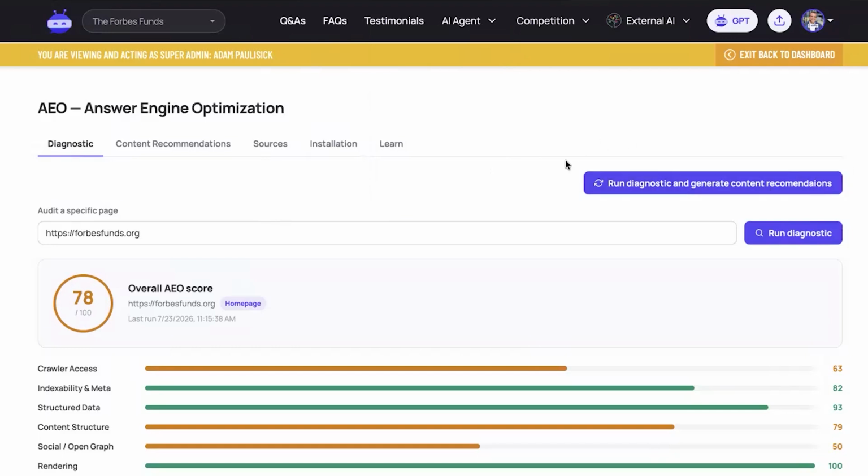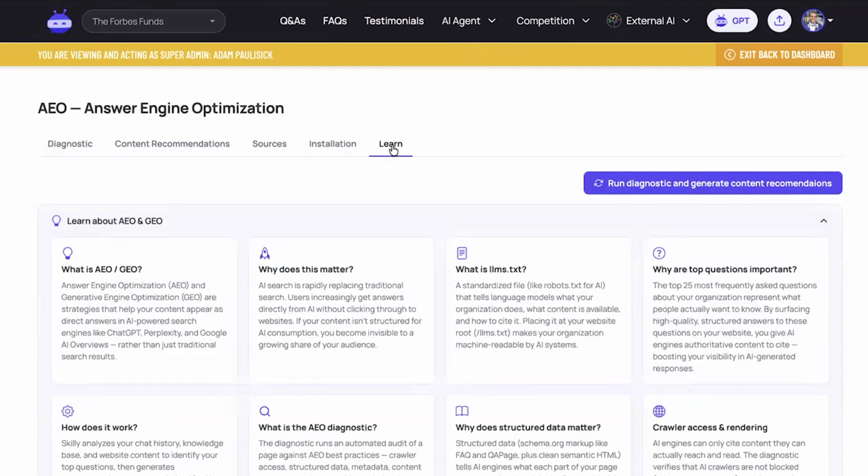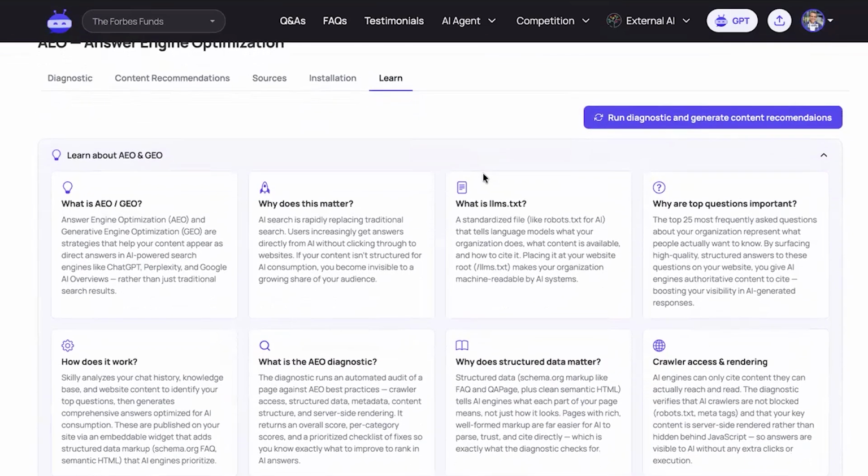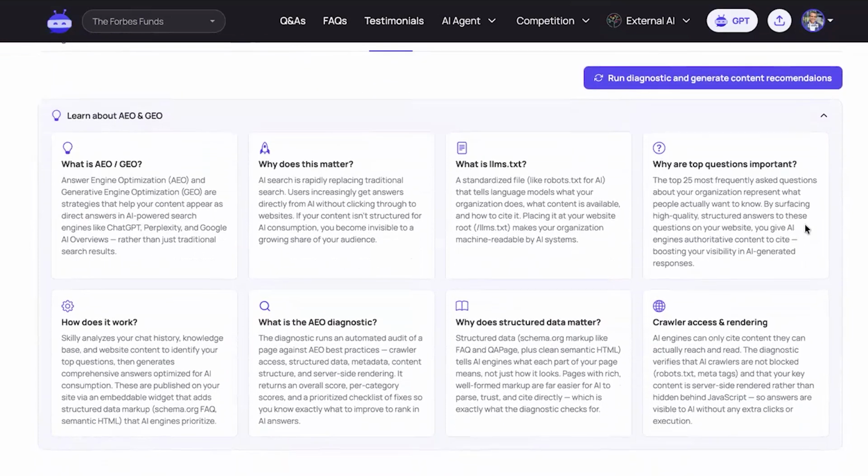Now, when you start, you're going to have to go ahead and click the run diagnostic and generate content recommendations. This can actually take up to 10 minutes, and I'll show you exactly why here in just a second. But before we get into the meat of this, I want to point out that the learn button on your far right-hand side is going to help explain some new, or at least some foreign, concepts to what you may have even known as a well-worn marketer in the overall space. So it's going to talk a little bit about some of these definitions, right? A little bit about why it matters.